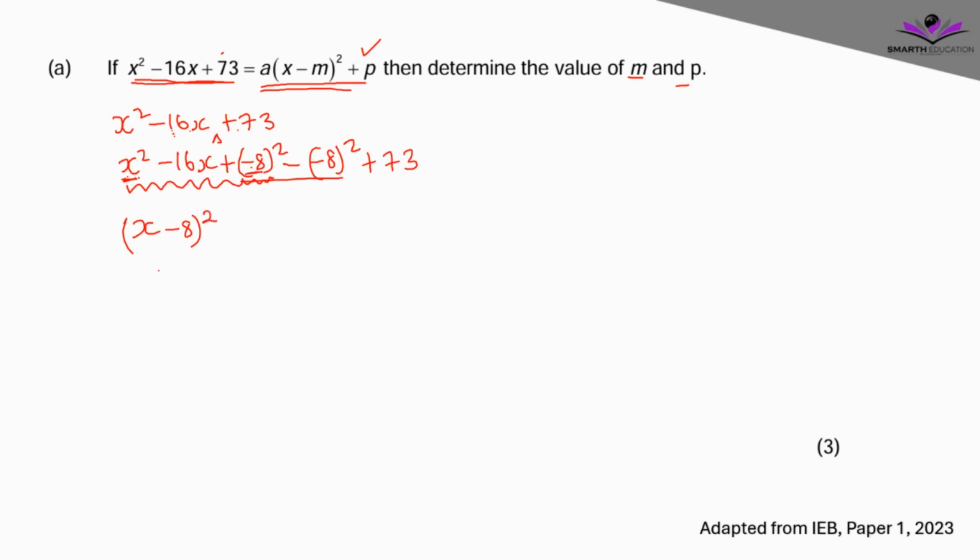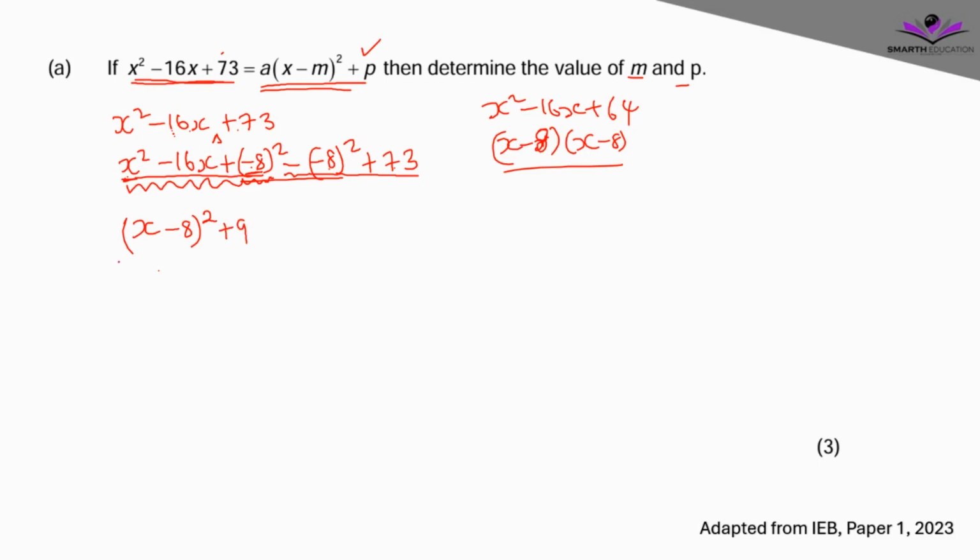You factorize this part. But if you want to do it the long way, you can do that. Like you can say x squared minus 16x plus negative 8 squared, that is 64. We're looking for the factors of 64 that can give us negative 16, which is negative 8. x minus 8, x minus 8, which is (x minus 8) squared. And then we're left with this part, which is minus negative 8 squared plus 73. Then this gives you 9.